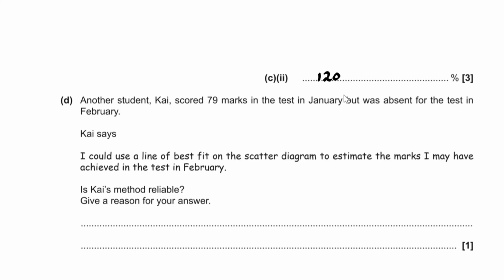Then another student, Kai, scored 79 marks in the test in January but was absent for the test in February. Kai says, I could use a line of best fit on the scatter diagram to estimate the marks I may have achieved in the test in February. Is Kai's method reliable? Give a reason for your answer.